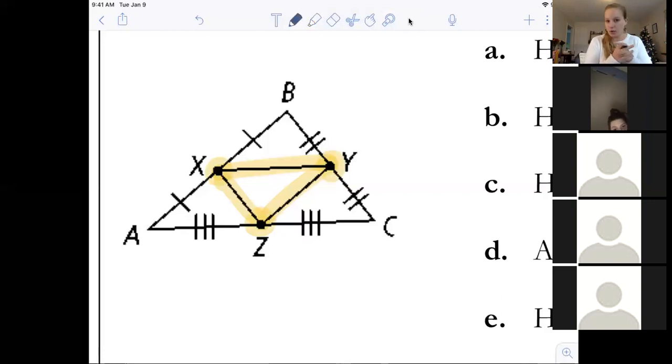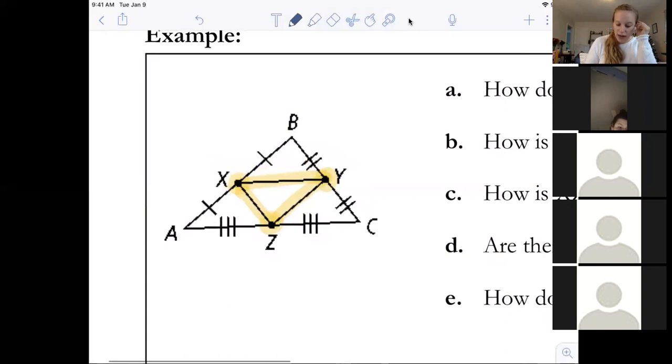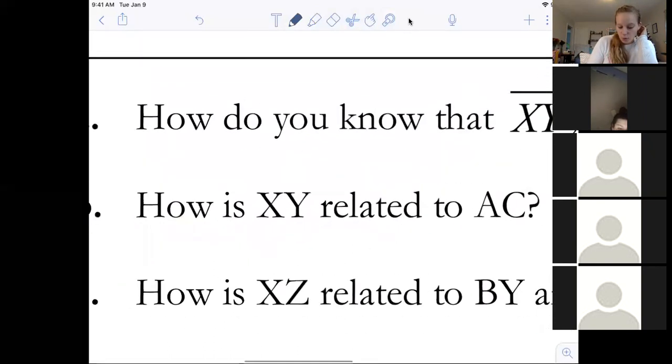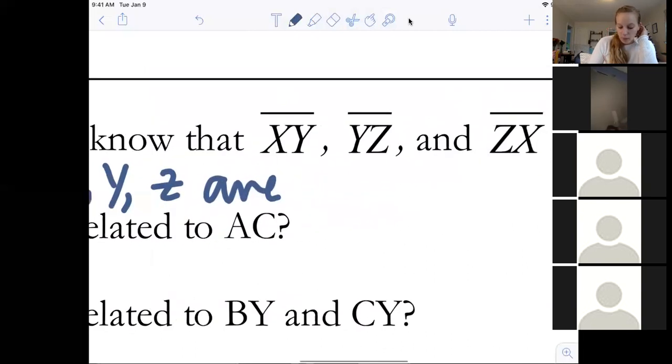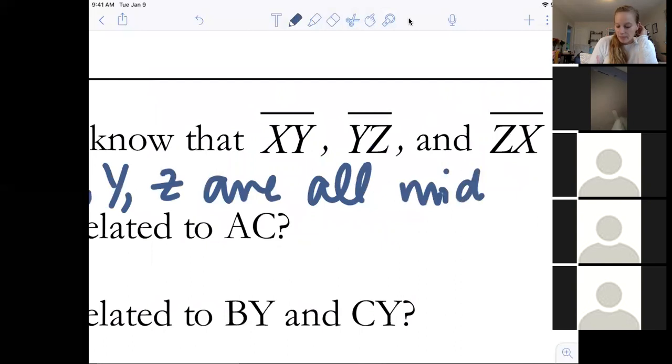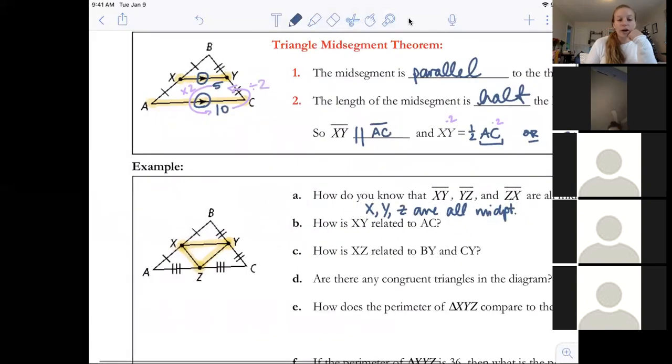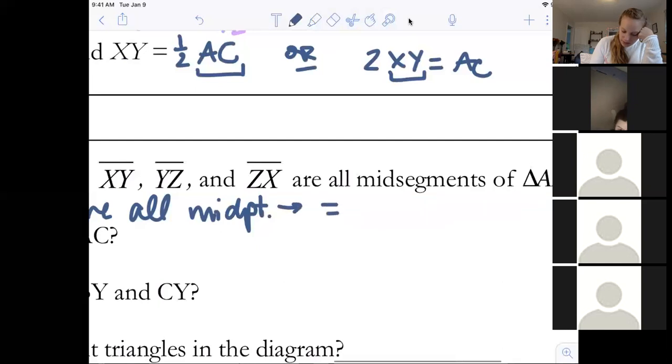The midpoint was the special word I was looking for. So X and Y and Z are all midpoints. So we know that they're mid-segments because separately, X, Y, and Z are all midpoints, and midpoints make up mid-segments. We also know that they're midpoints because of all the congruent marks. So X is a midpoint because BX and AX are congruent. Y is a midpoint because BY and CY are congruent. And Z is a midpoint because AZ and CZ are congruent. Very good.